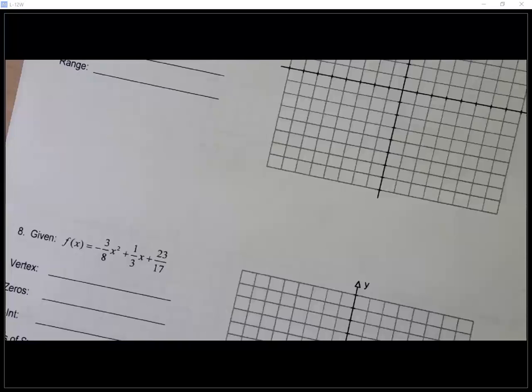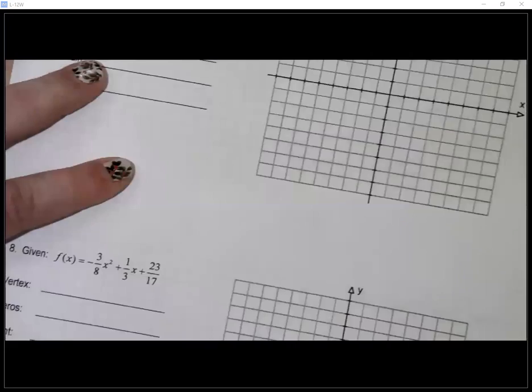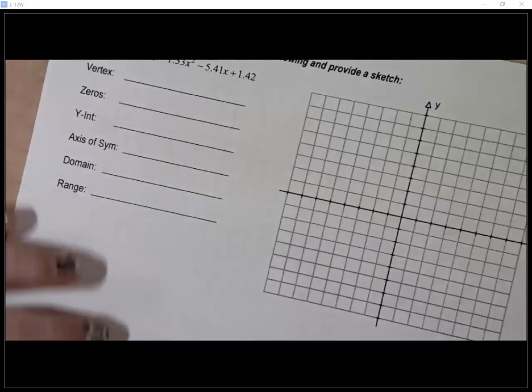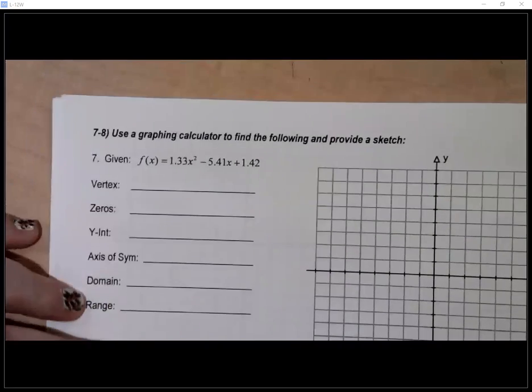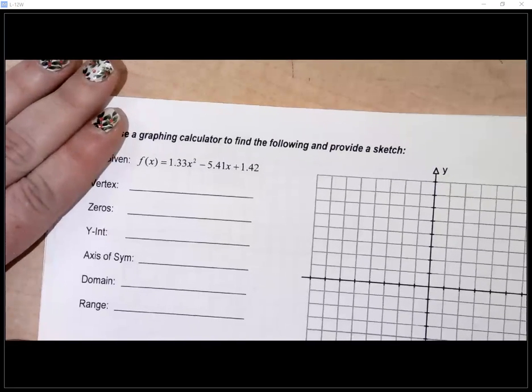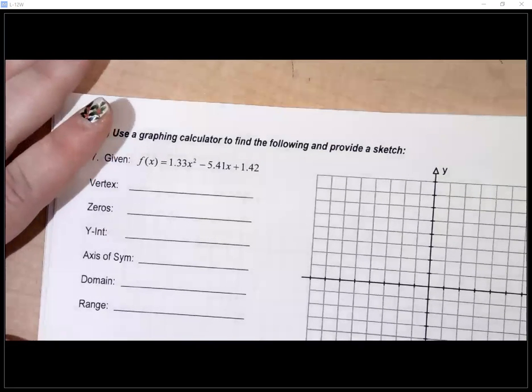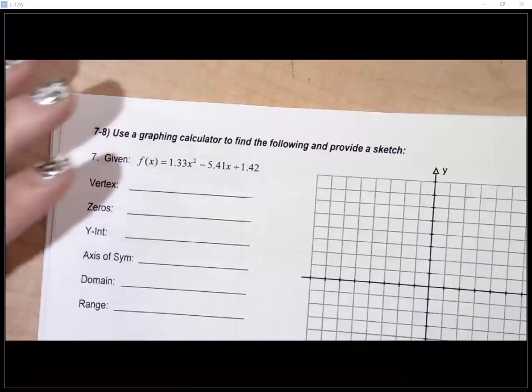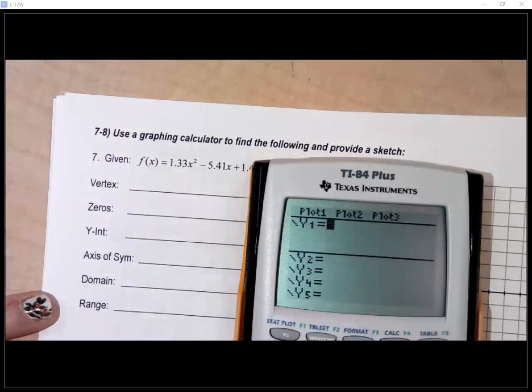Okay, so on that same packet that your homework is on, if you look to the very back page, number 7 and 8, you'll notice that these ones in particular ask you to use a graphing calculator and find all the things that we have been finding. But could you imagine trying to do this by hand? It would be kind of a nightmare. All right, luckily we have our handy dandy graphing calculators. So please turn yours on.